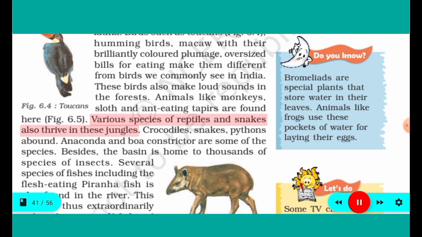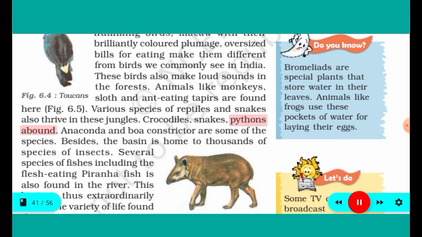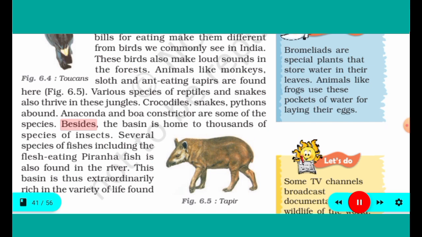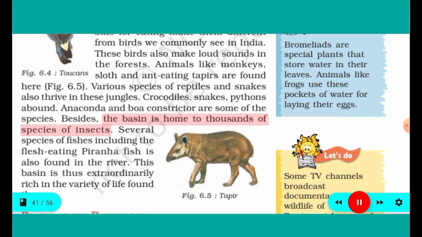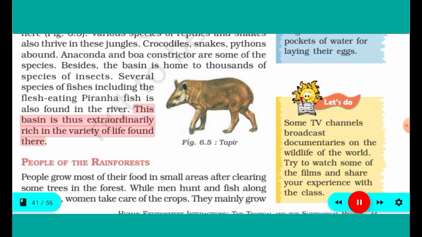Fig. 6.5. Various species of reptiles and snakes also thrive in these jungles. Crocodiles, snakes, and pythons abound. Anaconda and boa constrictor are some of the species. Besides, the basin is home to thousands of species of insects. Several species of fishes including the flesh-eating piranha fish are also found in the river. This basin is thus extraordinarily rich in the variety of life found there.